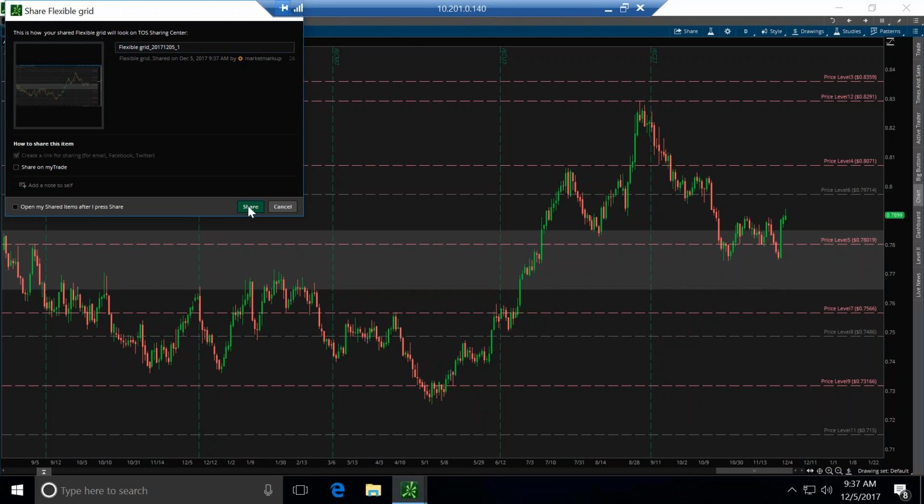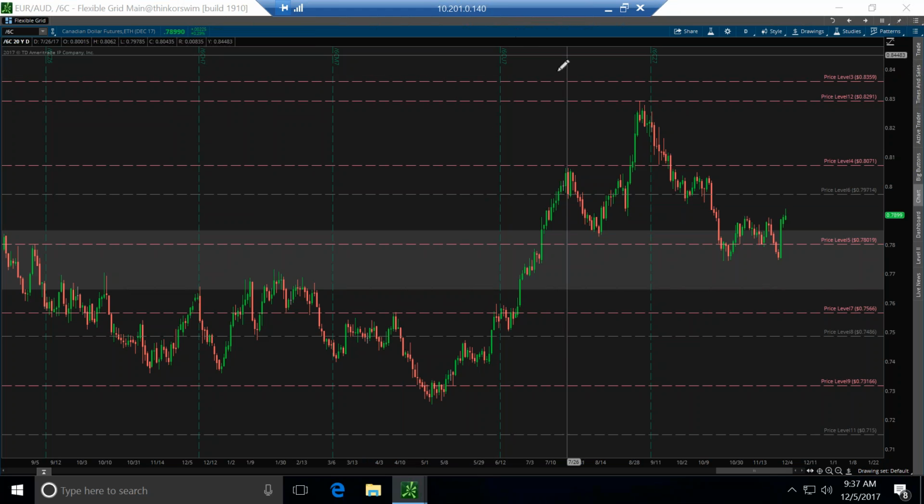But just share the flexible grid with yourself, and then when you go to paste it, you paste it on the notepad and just annotate, say what it is: daily markup, support and resistance on SICAD.